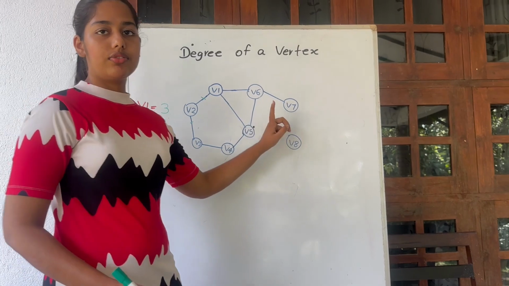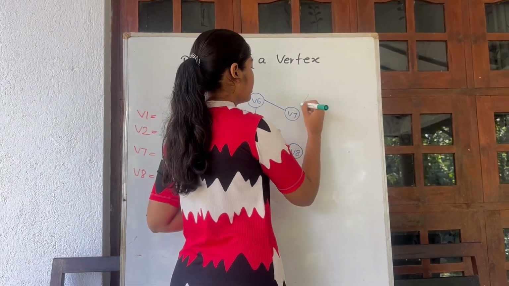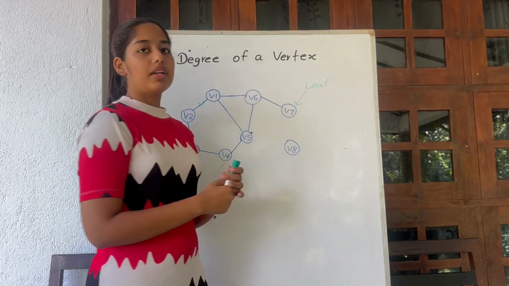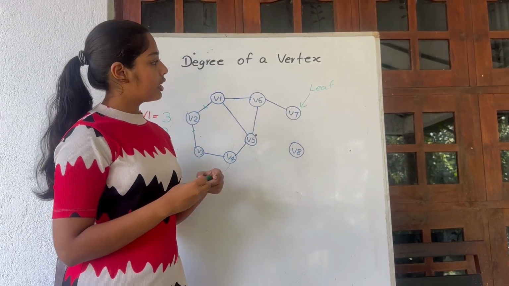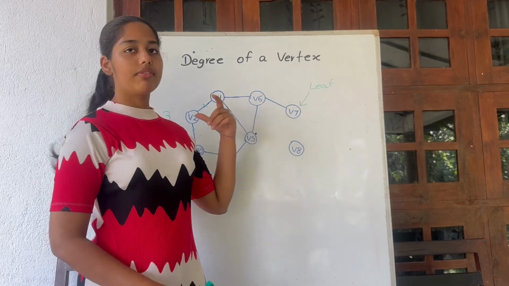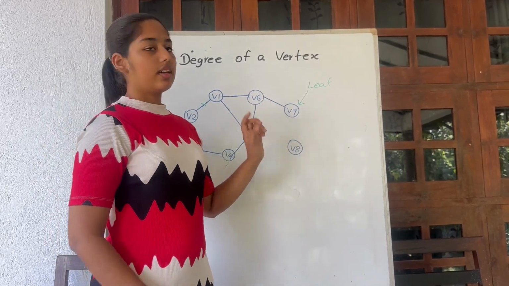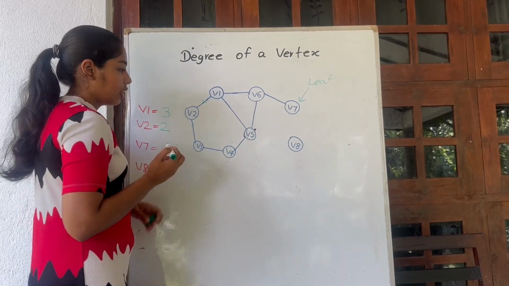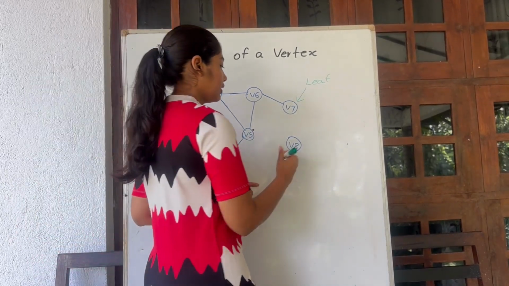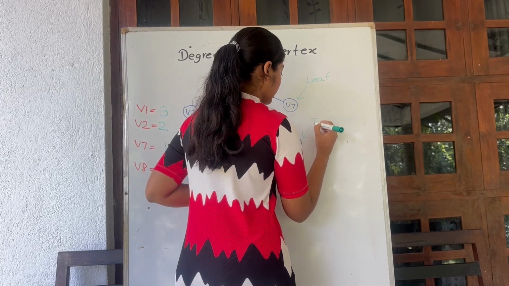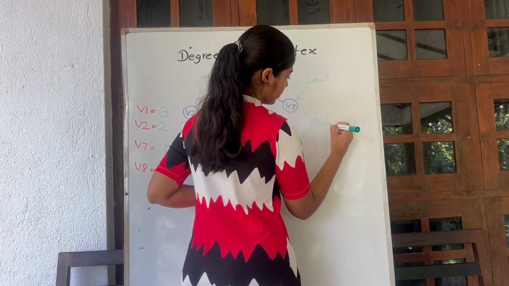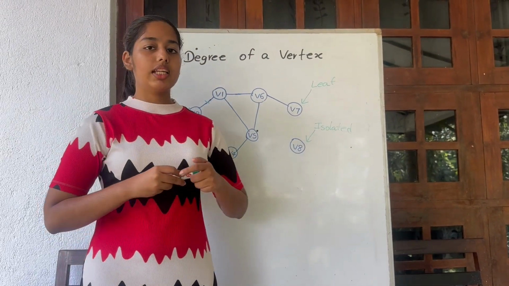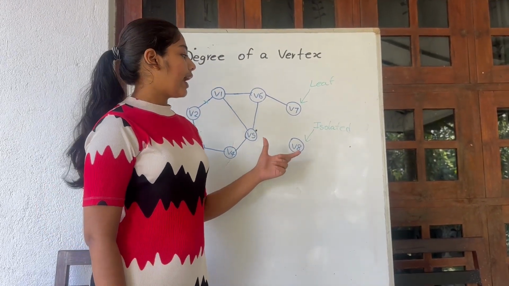These kinds of vertices are called leaf vertices because it is connected to only one edge, and the degree of vertex 8 is 0. These kinds of vertices are called isolated vertices, because it is not connected to any edges.